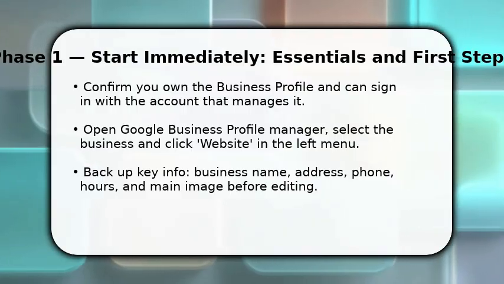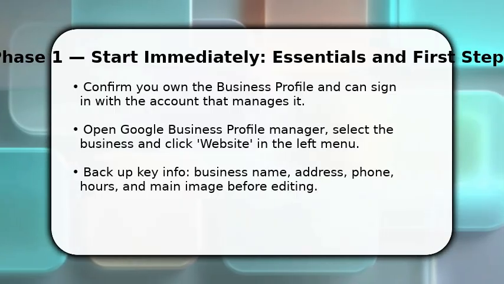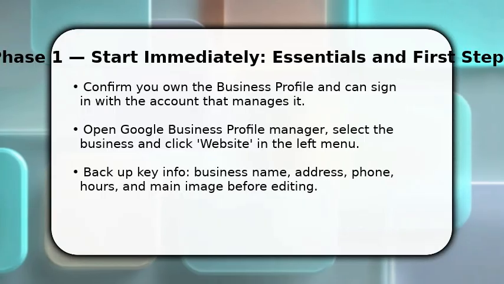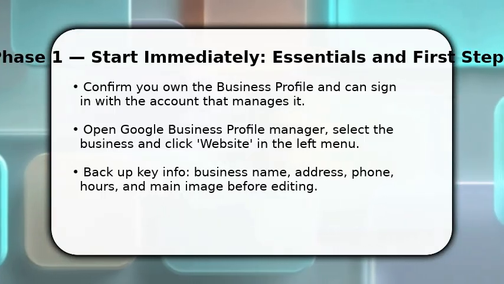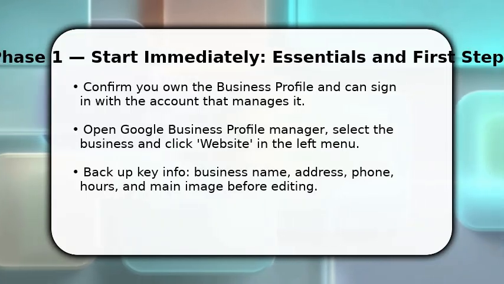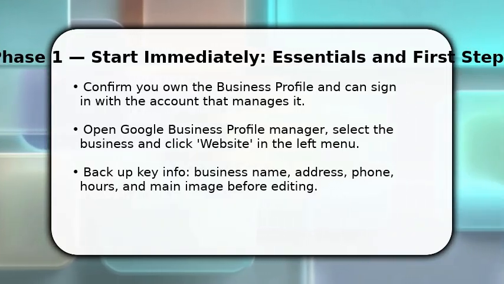You start by confirming ownership and signing into the exact Google account that manages the business profile. This prevents permission errors. Once signed in, go straight to the Business Profile Manager, select the business, and open the website section. This launches the editor.